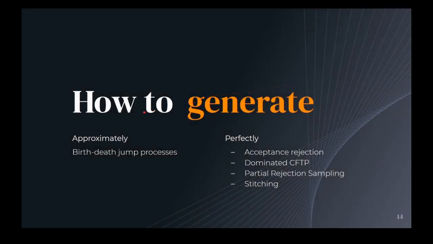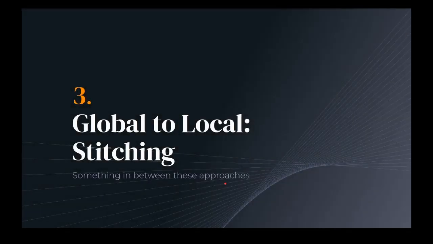So, how do we generate such samples from the Strauss process? The first methods proposed were Markov chain Monte Carlo methods that generate approximate samples, and those were birth, death, jump processes. You can also do this perfectly. The earliest method was, again, acceptance rejection, then dominated CFTP, partial rejection sampling, and the new method I'm going to tell you about today, stitching. So stitching is somewhere in between the global and the local methods, and so it kind of has some of the behavior of both of them.